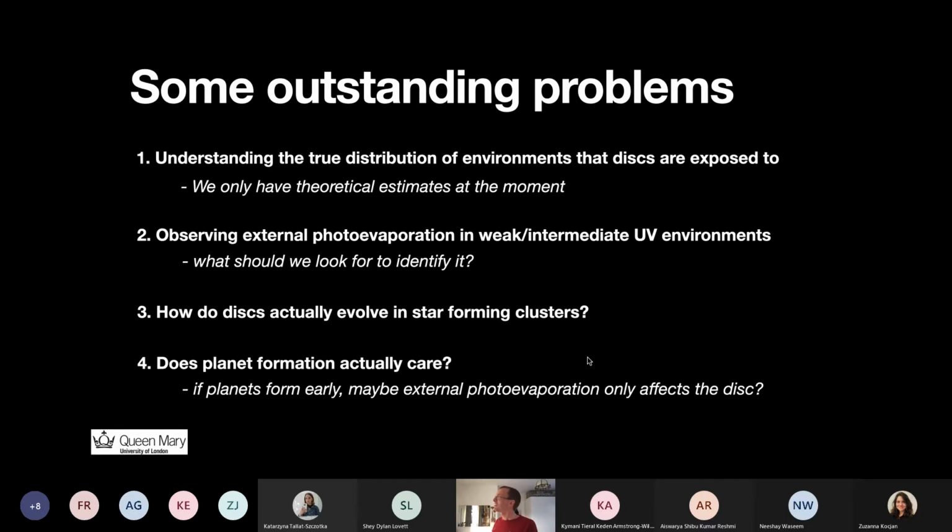And then the big question: does planet formation actually care? If you evaporate a disk, does it actually matter, or do the planets just form and not really care about what that's doing? So those are four big problems that I'm interested in at the minute. So let's look at the first one, the true distribution of environments that disks are exposed to.